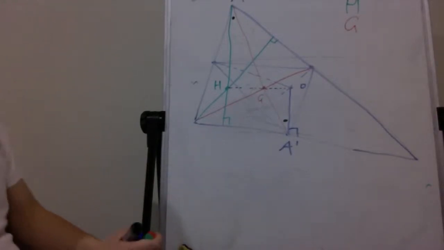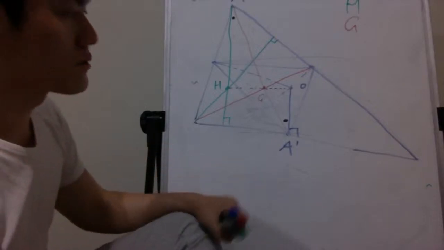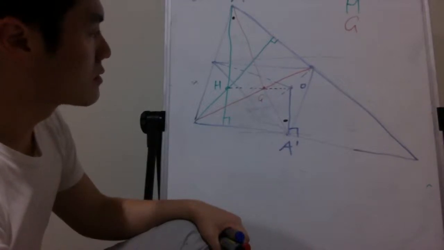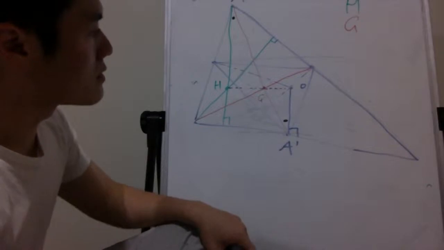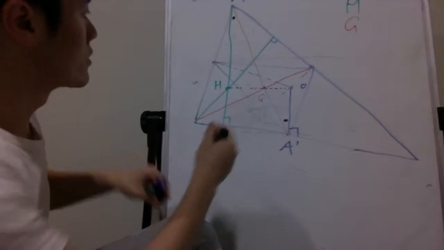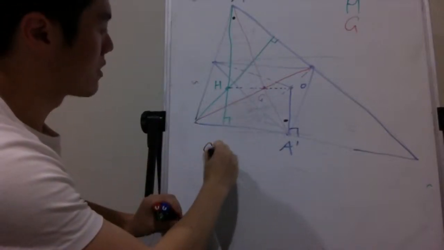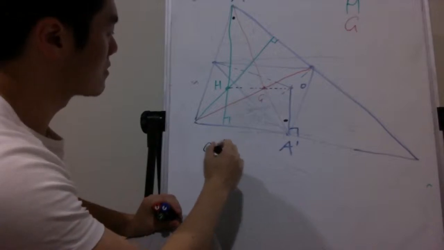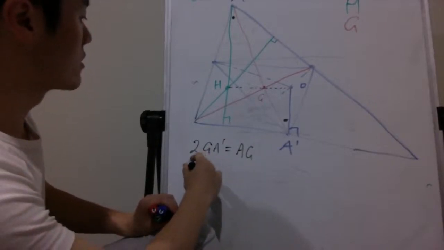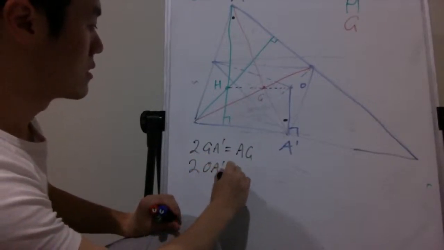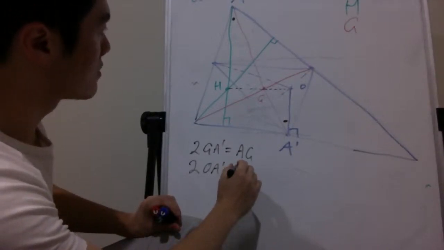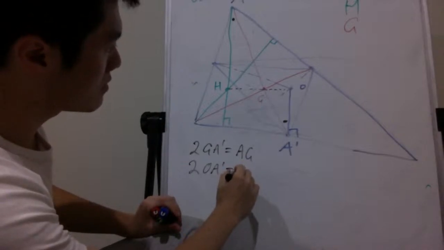And then okay, so then we can do SAS. We can try for SAS, right? What's the other thing in SAS? So it's OA prime, right? So we already know that 2GA prime is equal to AG, right? So we want to show that 2OA prime is equal to what? Equal to AH, is that right? Is that what you're trying to show?